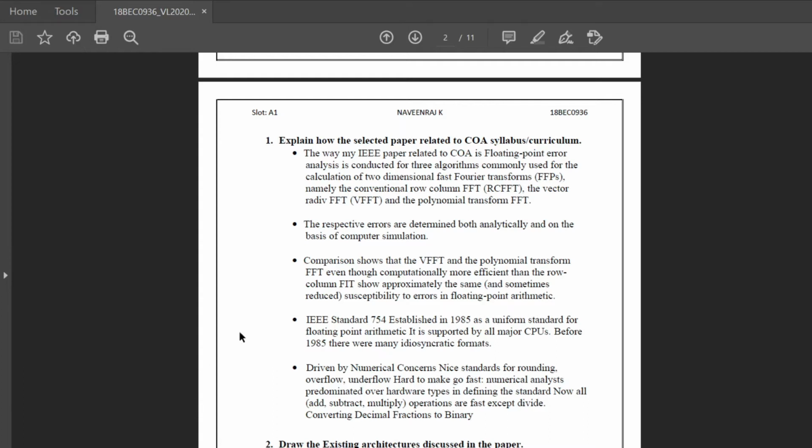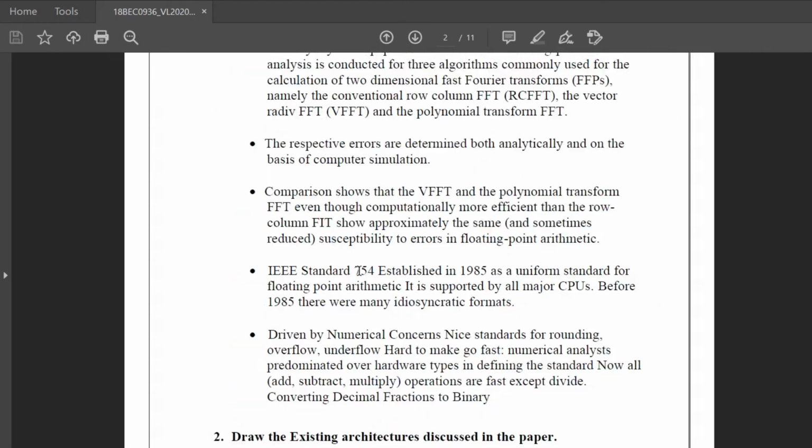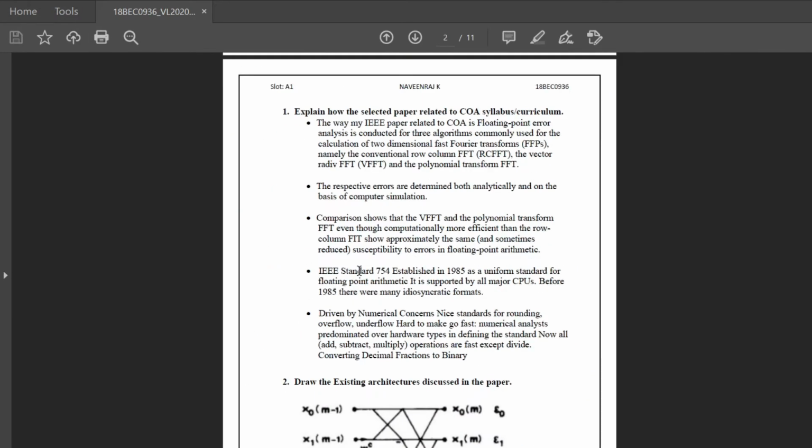And in the history, IEEE standard 754 was established in 1985 as a uniform standard for floating point arithmetic. It is supported by all major CPUs. Before 1985, there were many idiosyncratic formats. Okay, this is about why this paper was selected. We're just going to analyze using the fast Fourier transforms.